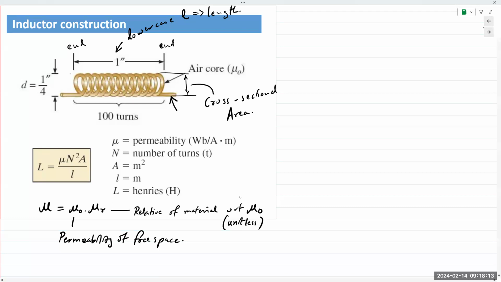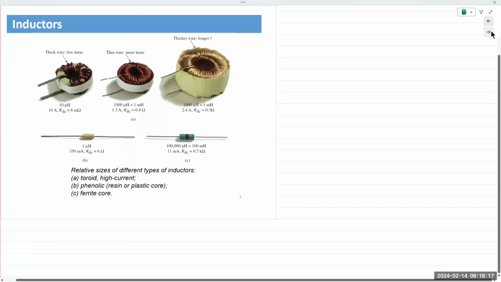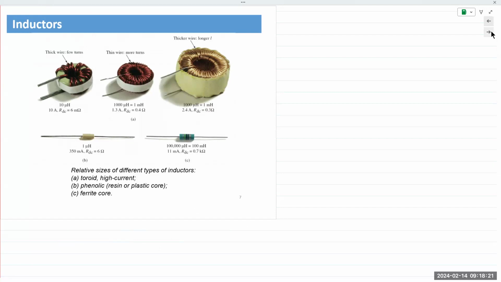Okay, so that's enough about the equation. Just a few examples of what a real life inductor looks like. If you've ever seen tiny resistors in real life, these are about the size of tiny resistors.